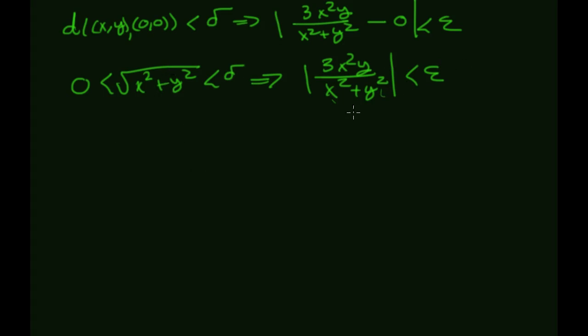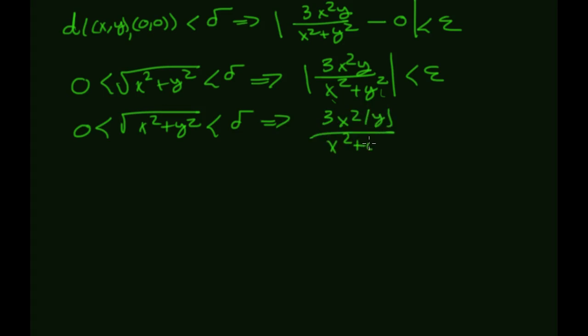So, well, the only thing in this that the absolute value is actually working on is this y right here. So this can be rewritten as that. That's the distance is less than delta implies that 3x squared absolute value of y over x squared plus y squared is less than epsilon. Alright, so a little bit of trickery here. Let's just look at this.